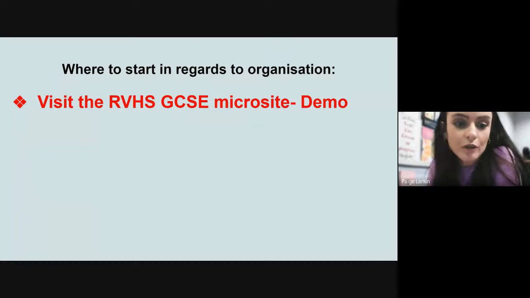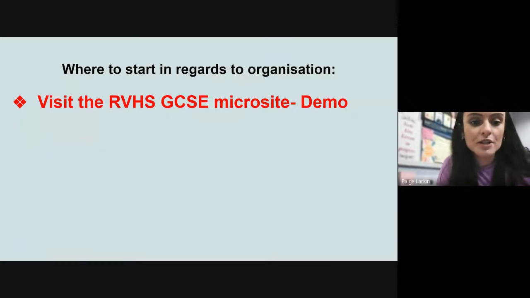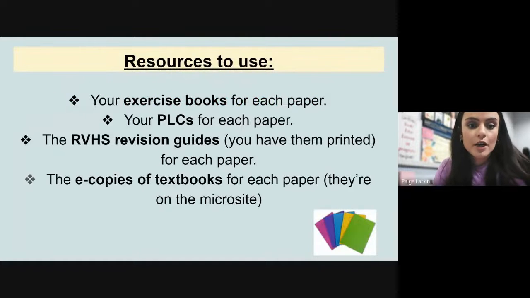So you've got yourself organised, you've got yourself onto the microsite, you know where all the resources are. So where do you start in terms of getting your own stuff together? Well, the history department would always say, make sure that you've got your exercise books for all of the papers that you've studied. Your child should have a minimum of 3 exercise books for history. They should have a Cold War exercise book, an Anglo-Saxon and Norman exercise book, and a Weimar and Nazi Germany.